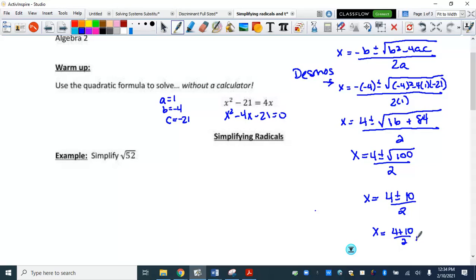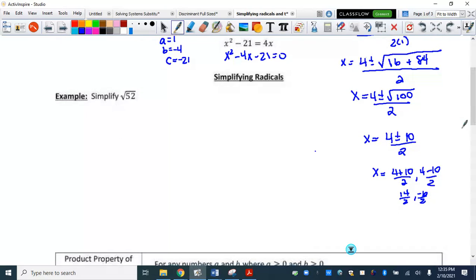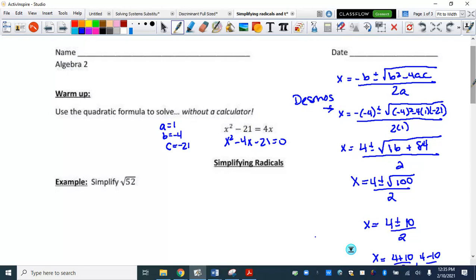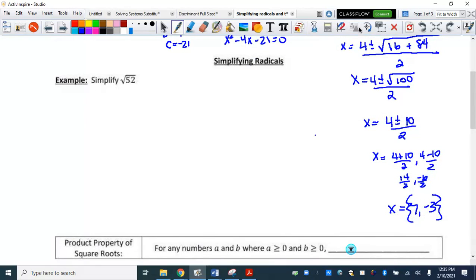4 plus 10 over 2, 4 minus 10 over 2, and that gives you 14 over 2, or -6 over 2. A little more space here. So I have x equals 7 and -3. Those are my solutions. Okay, I'm going to clear this so I can do the next part that I wanted to teach today.